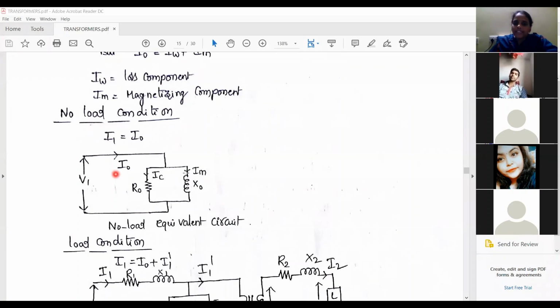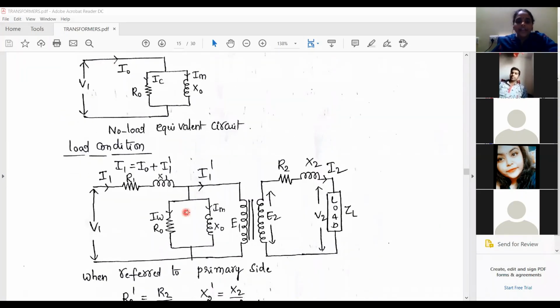Okay, now the no load condition. This is my equivalent circuit. V1 voltage is applied. This is the no load current I0 which is flowing. This no load current is split into two components, IW plus IM. You can write IW or IC also, the core component, C or W. We represent the transformer in terms of resistance and reactance. Since it is the no load condition, I am taking it as R0 and X0. No is nothing but no load condition. Is it clear?